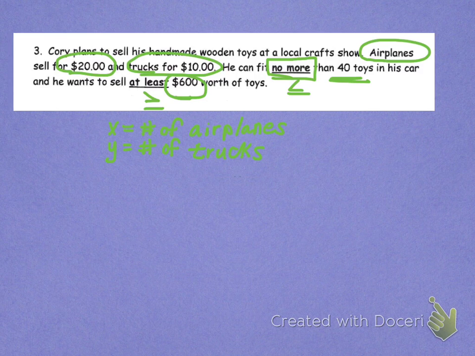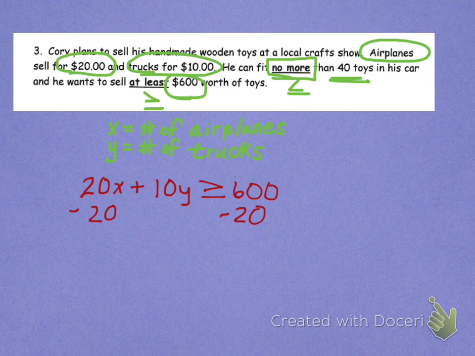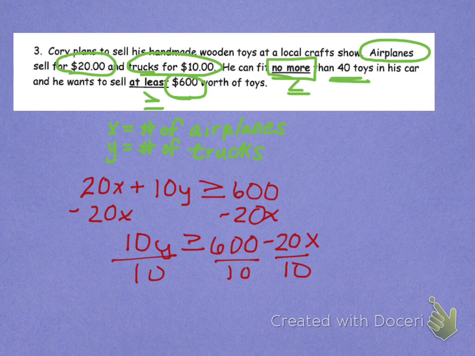All right, and then looking at incorporating cost and how much money, so looking at the money inequality, the price of the airplanes is $20, so he would be making 20 for every x, and he would be making $10 for every y, or truck, and he wants to make at least $600. So that gives us that first inequality. We can take that inequality and put it into slope-intercept form, solving for y. And so we get y is greater than or equal to negative 2x plus 60.